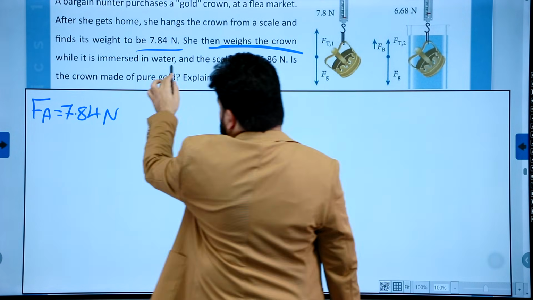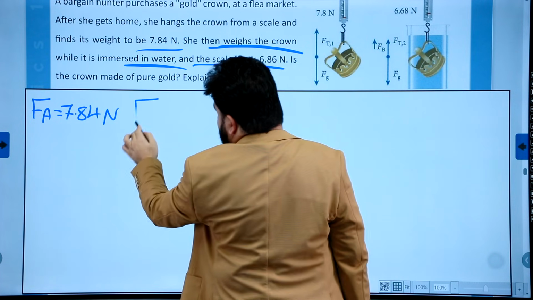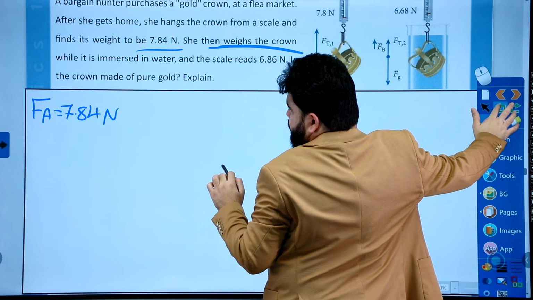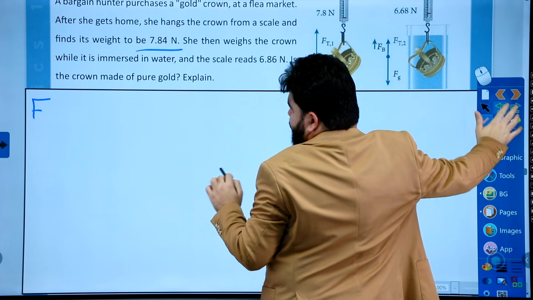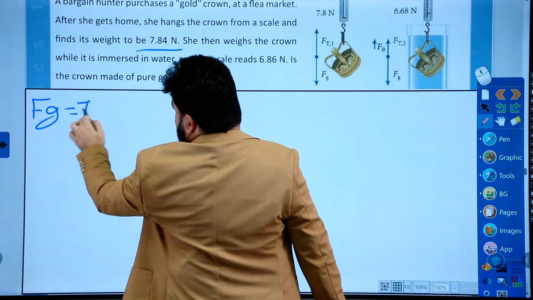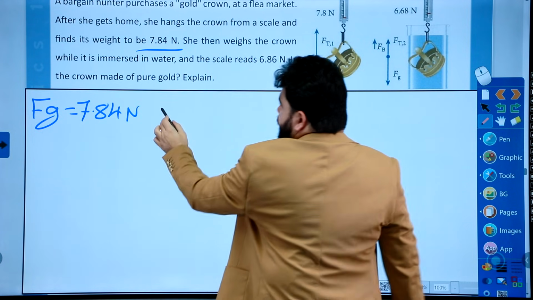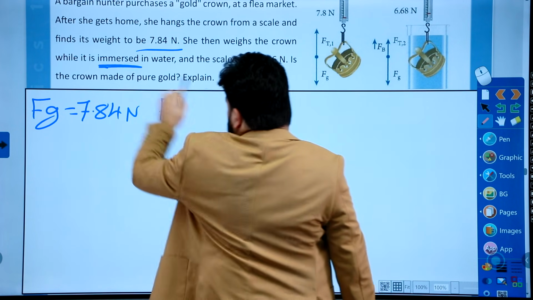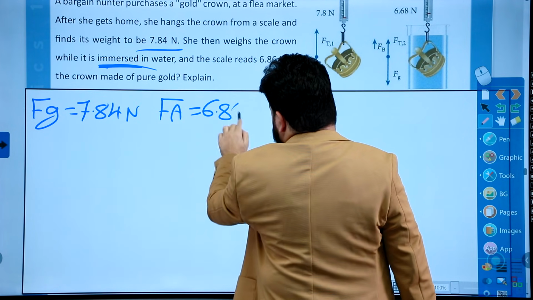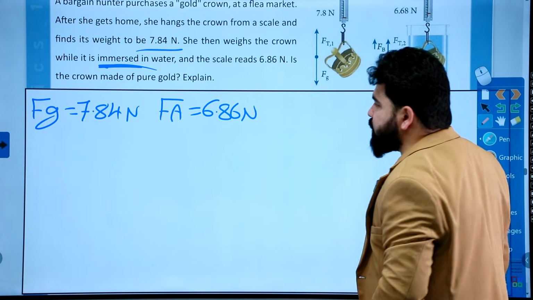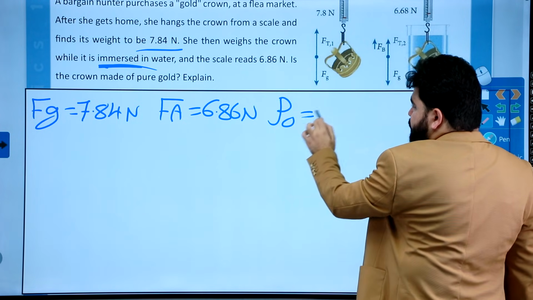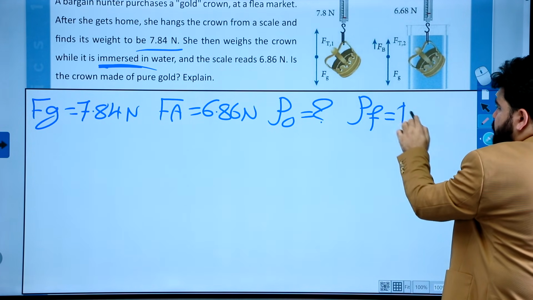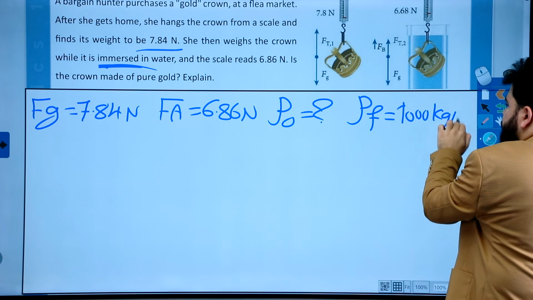Then she weighs the crown in the water, and the scale reads... so this is not Fa. This one is Fg. Fg is equal to 7.84 newtons. And Fa, which is the weight of the object while it's immersed in water, is equal to 6.86 newtons. Is the crown made of pure gold? You should find the density of the object and find out. The density of the fluid we know because it's water, so it's going to be 1000 kilograms per meter cubed.